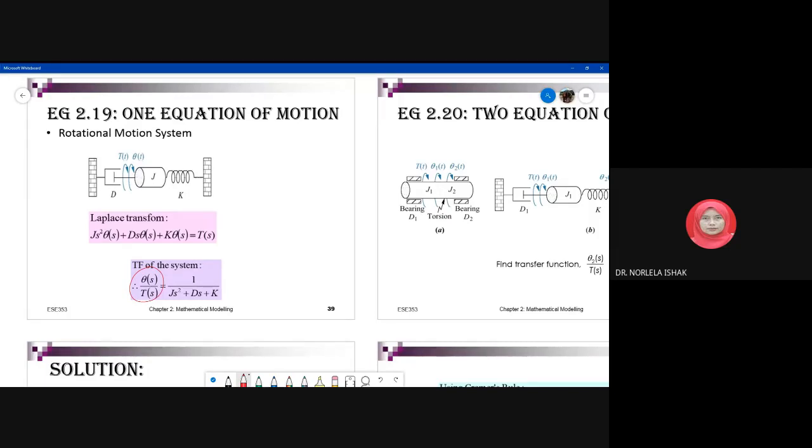T is the total torque, and theta is the angular displacement. Now we have to define the transfer function of the system, with angular displacement as the output. Theta, the angular displacement, is your output, over T. T is your input, the torque. Okay, from this single loop.